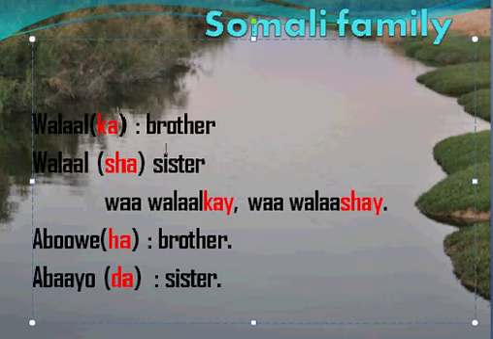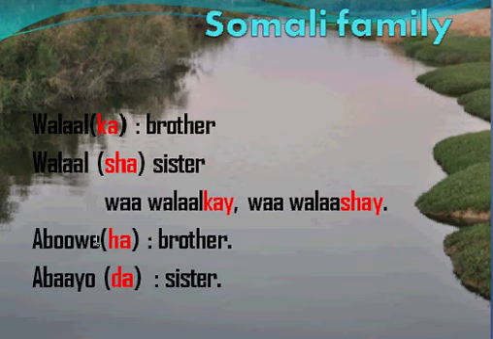This is very important when you're learning every word in Somali: you should learn which article it takes, whether ka or sha or whatever. Here, wa walaalkay, he's my brother. Wa walaashay, she's my sister.